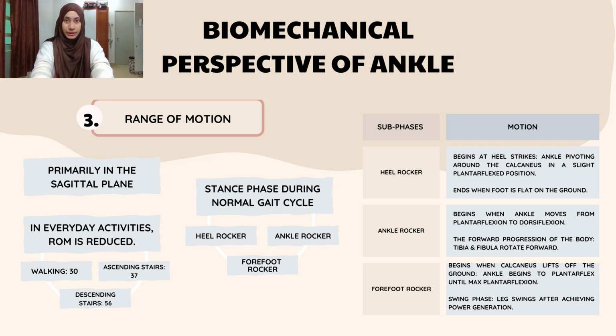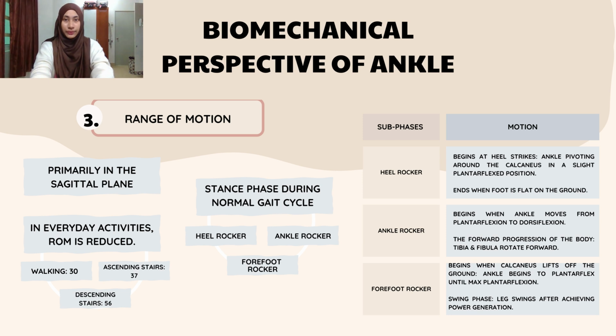Next, the range of motion, which occurs primarily in the sagittal plane. In everyday activities, the range of motion is reduced. For example, when walking, the range of motion would be around 30 degrees, while ascending the stairs, the range of motion is 37 degrees, and the range of motion when descending the stairs is 56 degrees. During a normal gait cycle, the stance phase can be split into three subphases based on the sagittal motion of the ankle, which are the heel rocker, the ankle rocker, and the forefoot rocker.